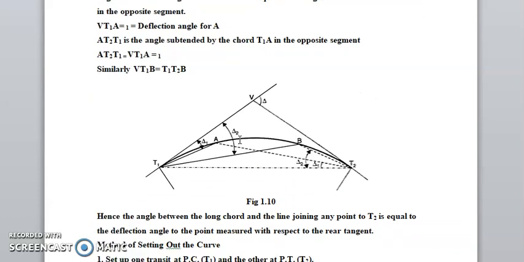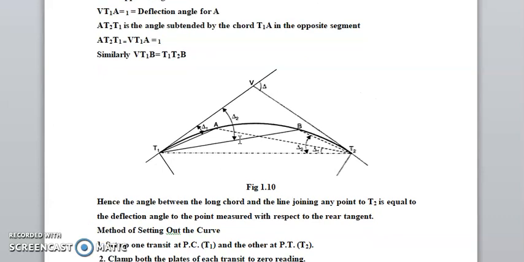Hence, the angle between the long chord and the line joining a point to T2 is equal to the difference between the angle of the point measured with respect to the rear tangent.